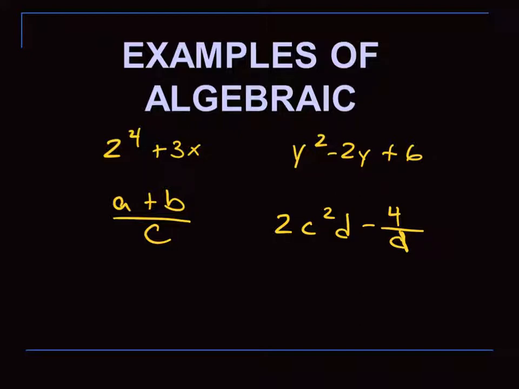That's an algebraic expression. It is not an equality. There is no equal sign anywhere up there. So that's the difference between some of those. Equality, we're expecting an equal sign. Algebraic expressions, we're expecting variables.